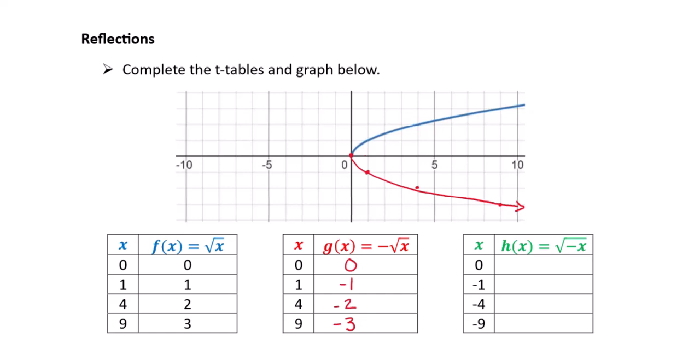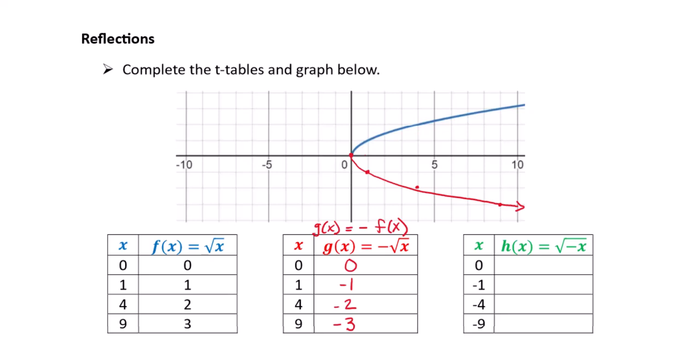If we would fold our paper along the x-axis, the blue and red graphs would lie on each other, and that's a reflection over the x-axis. When we have g of x equals negative of the square root of x, we're really saying that the y's for g of x are equal to the opposite of the y's for the other graph, the opposite of f of x. So you can see the sign of the y values changed.